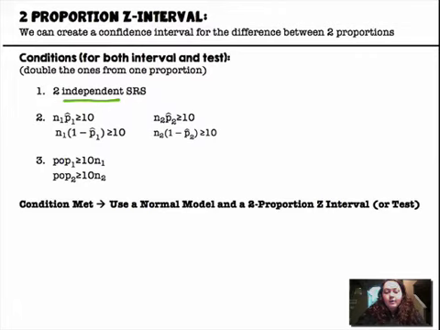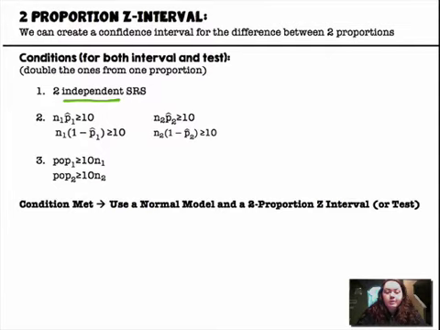n times p has to be greater than or equal to 10 for both sets. So we have two samples: n1 times p hat 1 has to be greater than or equal to 10, n1 times 1 minus p hat 1 has to be greater than or equal to 10. And for the other set, n2 times p hat 2 has to be greater than or equal to 10, and n2 times 1 minus p hat 2 has to be greater than or equal to 10. We also have to have that 10% condition, so the population has to be greater than 10 times the sample. That's for each sample, so we have to do that twice.